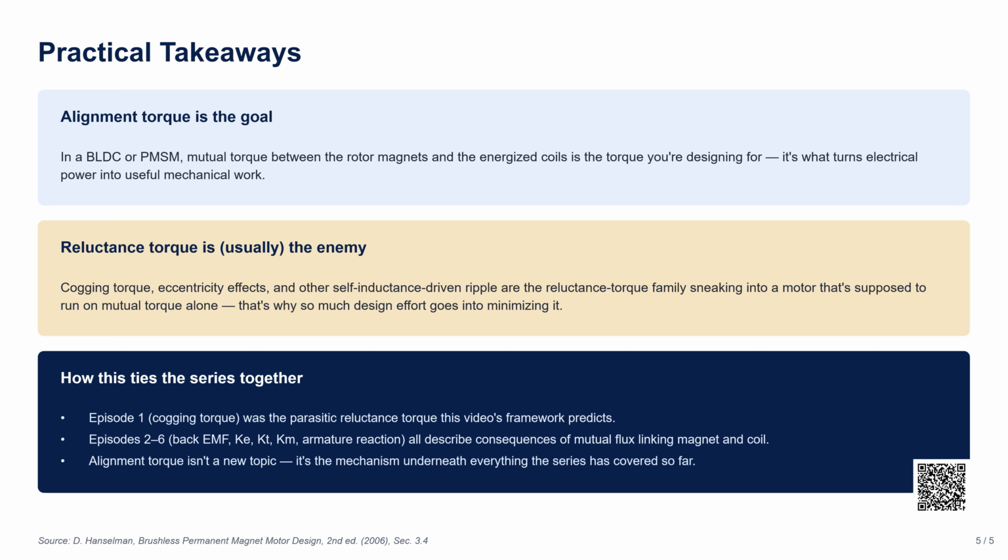Episode 1, Cogging Torque, was the parasitic reluctance torque this framework predicts. Episodes 2 through 6, back EMF, the back EMF constant, the torque constant, the motor constant, and armature reaction, all describe consequences of mutual flux linking the magnet to the coil. Alignment torque was never a separate topic. It was the mechanism underneath everything this series has covered so far.